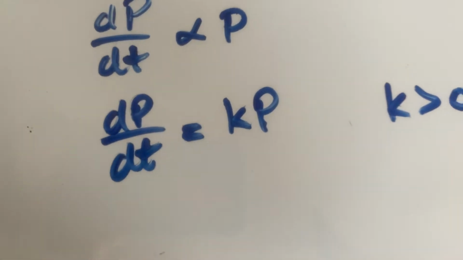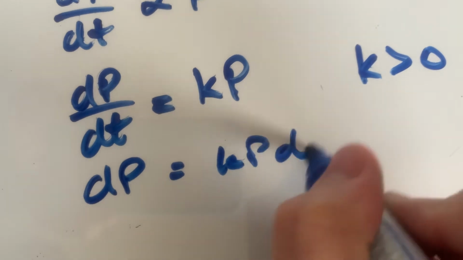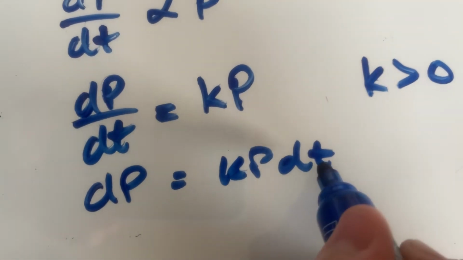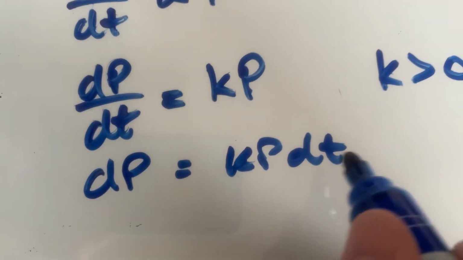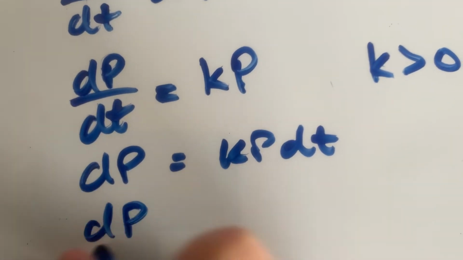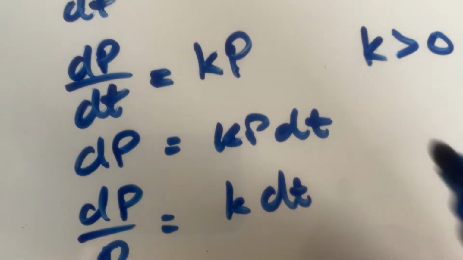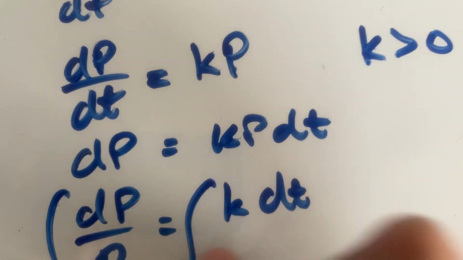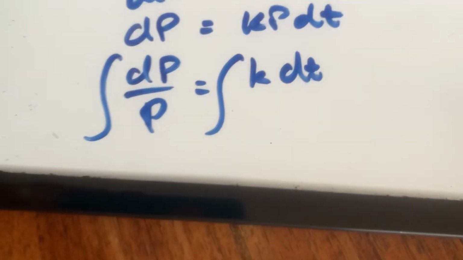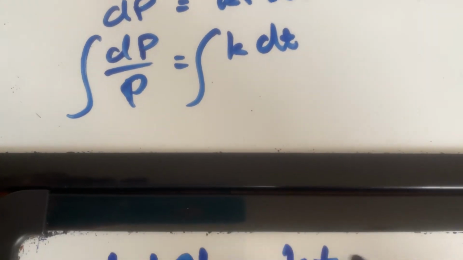So we need to solve this. dP equals KP dt. Our variables don't match, so we're going to flip the P over: dP over P equals K dt. And we need to integrate both sides. When we integrate that, we get ln P equals Kt plus C.